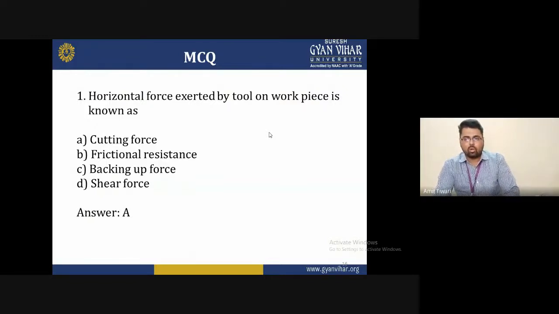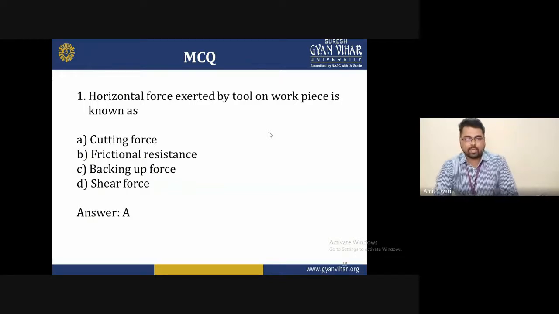The first question on the screen is: horizontal forces exerted by the tool on the workpiece are known as. The options are A cutting forces, B frictional resistance, C backing up force, D shearing force. The correct answer is option A, the cutting force.